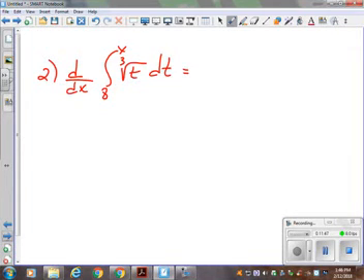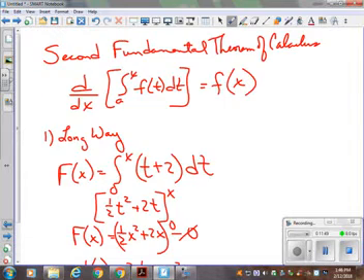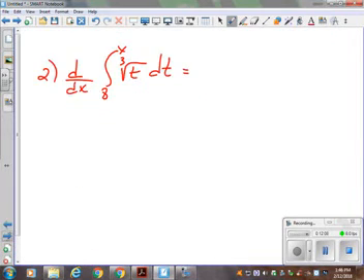So when we were back over on the other page, and we had this 1/2 t squared plus 2t, what I'm saying is the differentiation of that is t plus 2. So that's why if you differentiate and you integrate in the same question, it goes back to the original problem, because you've undone it. But that is only true if the derivative of this piece at the top is 1.